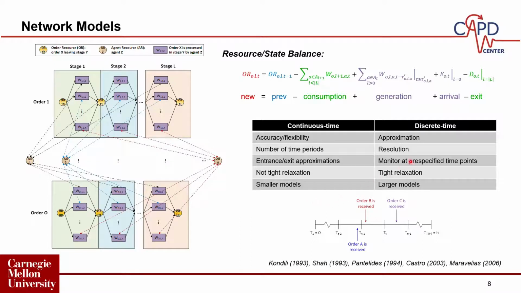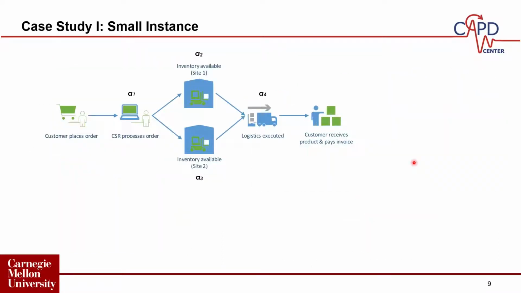On the other hand, the discrete time models, they are approximations because time is not discrete. There can be some issues with resolution, so how fine should your discretization be? You also have the advantage of monitoring states and resources at specific time points, and the linear programming relaxations are tighter. However, the models are larger, but usually the tightness of the relaxations overcomes the disadvantage of having larger mathematical models.